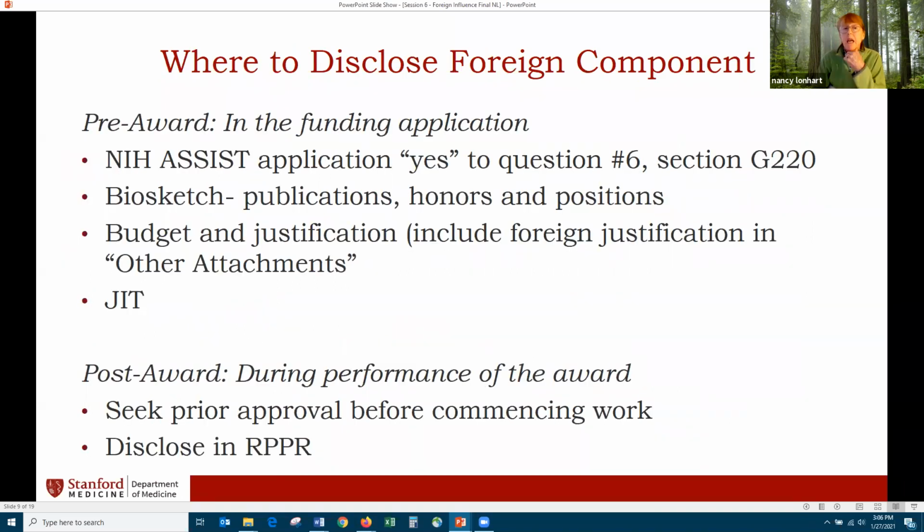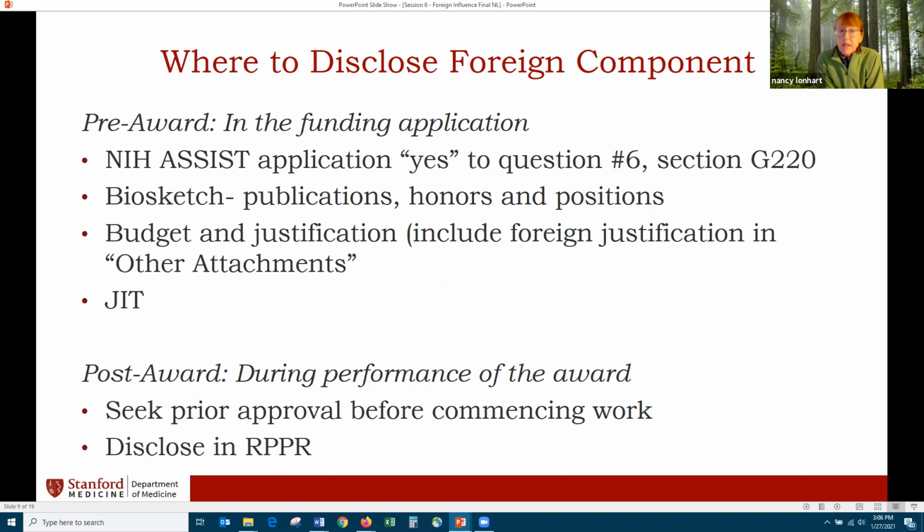And so in the next slide, where would we disclose foreign component? Well, it's actually pretty easy for foreign component. During the pre-award process, as we show here, many of us have PIs who are doing global research, and so they may have a subaward to a foreign entity, University of Bologna in Italy, for example. And in the NIH Assist application, it's going to ask you just that: is there work on this project being done outside the United States?